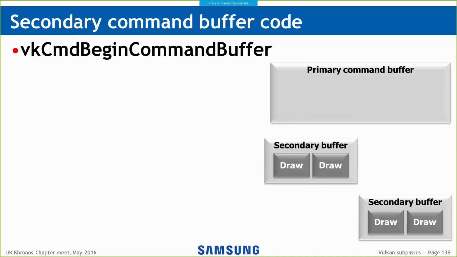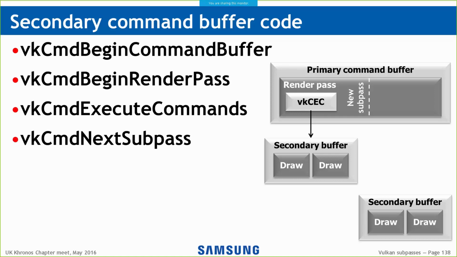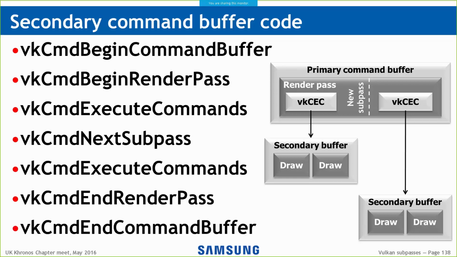You do the begin command buffer in the primary command buffer, create a render pass. There's the execute commands command that calls the secondary command buffer, you might go to the next subpass, and so on. So again, the actual code for invoking this isn't that complicated. Most of the complexity is in setting up the data structures for it.